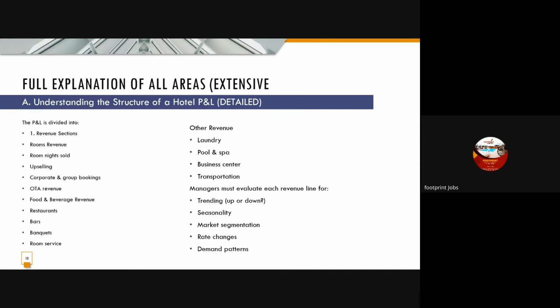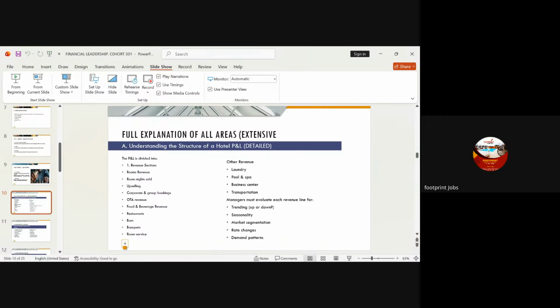You must understand that there are things you can shoot up the price and people will still buy it. And there are things you can shoot up the price and people will not buy it again. So one of the things you must learn to understand is demand pattern.